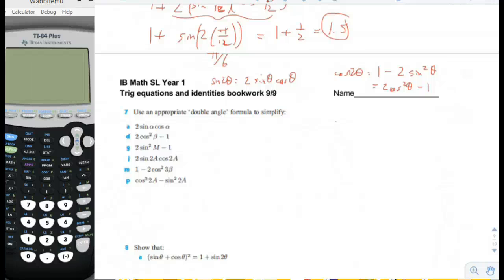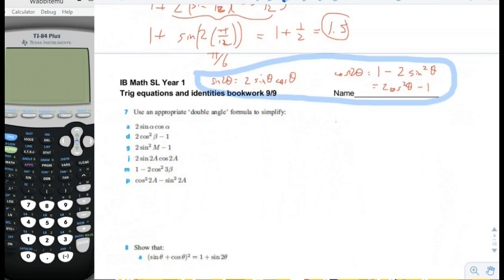Okay, just to remind you, for page 9 of the Trig Equations and Identities workbook, these are the double angle identities, and they're right here. Use an appropriate double angle formula to simplify each of these. So let's do A first.